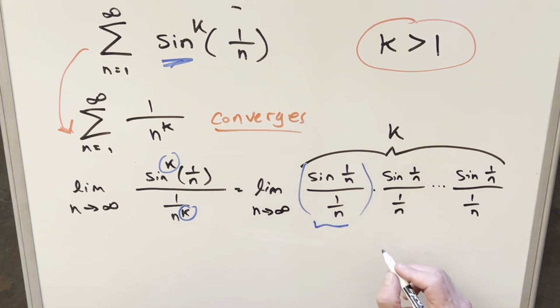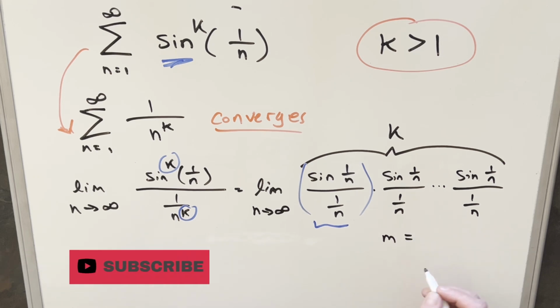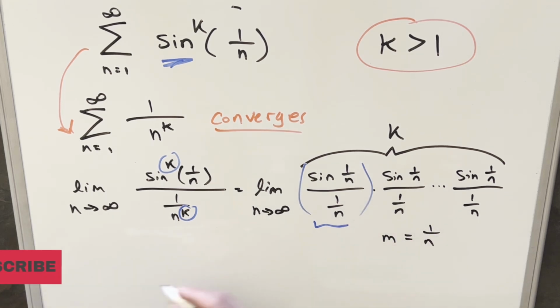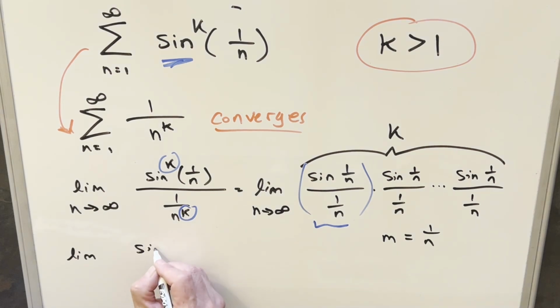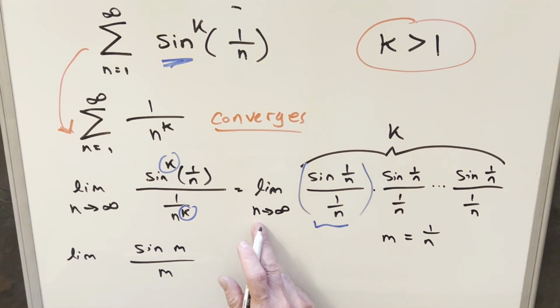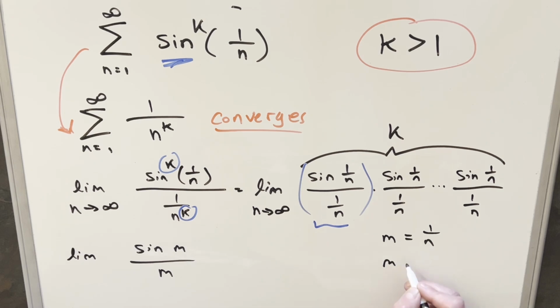In order to make this more familiar, I can do a substitution. I can set m equal to 1 over n, and that changes the numerator and denominator. Our numerator becomes just sine of m, and our denominator becomes just m. Now we want our limit in terms of m, not n. When n is going to infinity, m is going to 0. But this right here is a really well-known limit. The value of this is just going to be 1.